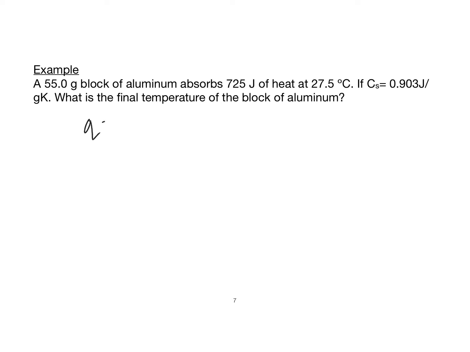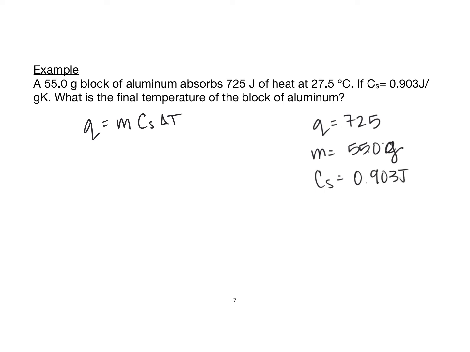We're still going to use Q equals M C sub s delta T. Well, we have Q this time. We have 725. And M is 55.0 grams. C sub s is 0.903 joules per gram Kelvin. But delta T is TF minus 27.5. So we are looking for TF.